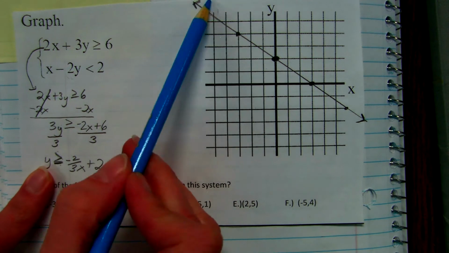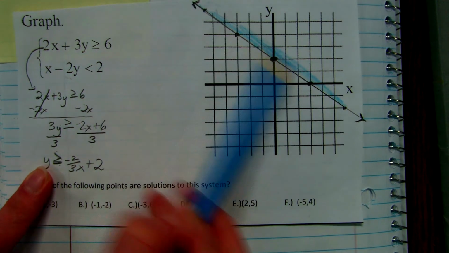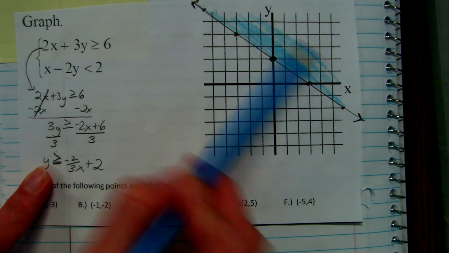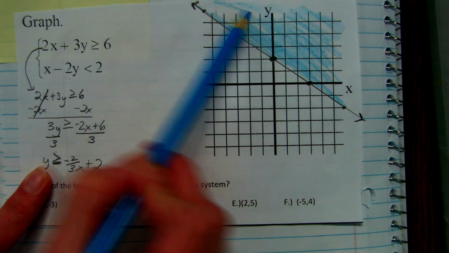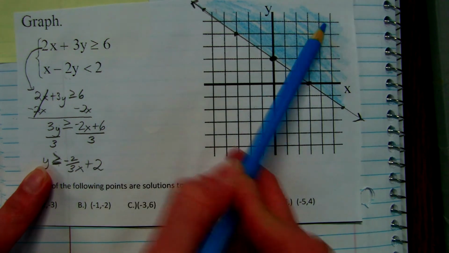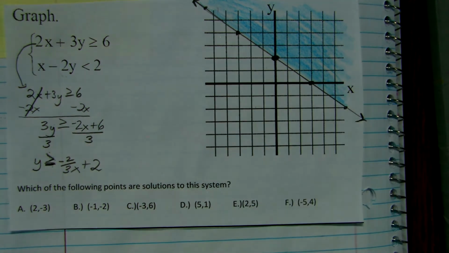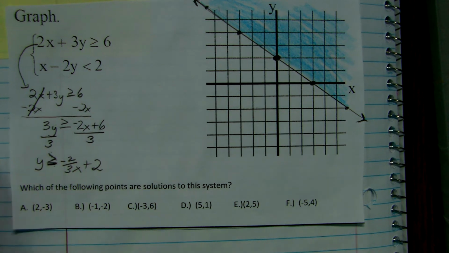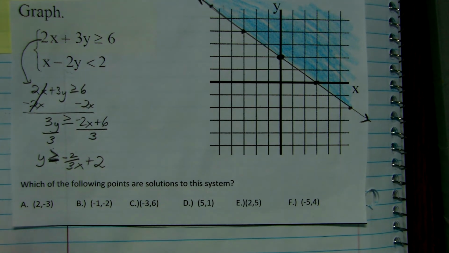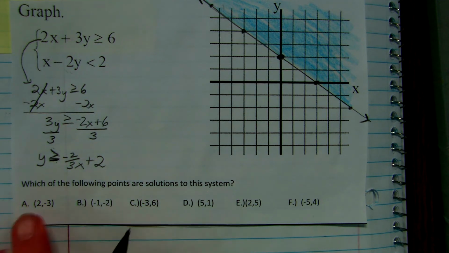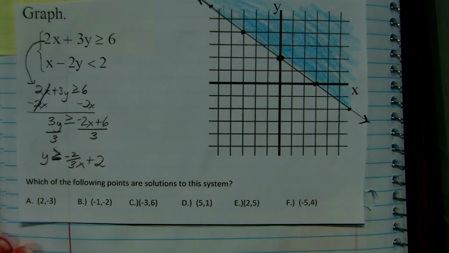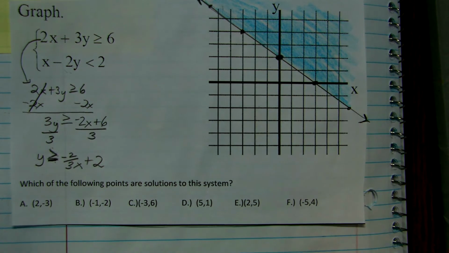And so pick a color to shade lightly. Don't take all day coloring. We're just going to shade everything up here. So in theory, if we've shaded the correct side, everything up there is a solution. And the points on the line are a solution. And we'll talk about testing points here in a second. We did them with the previous lesson. We're going to check some of these down here in a second. So we've rearranged this one, we graphed it, we did all of that.